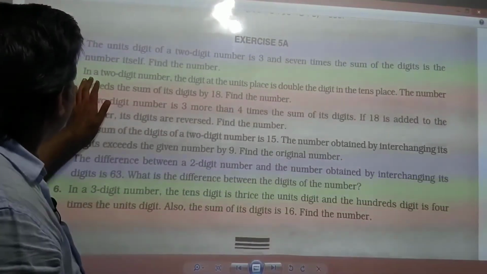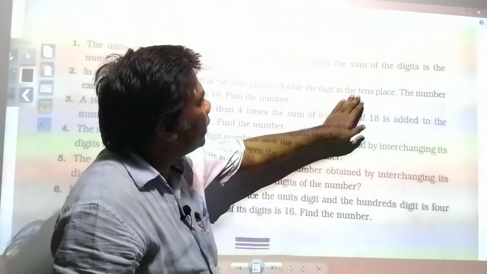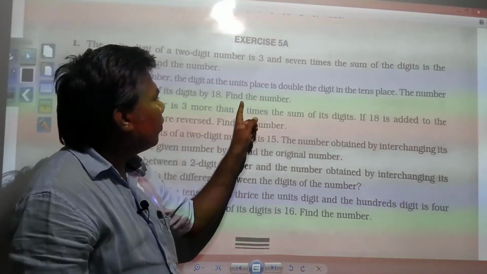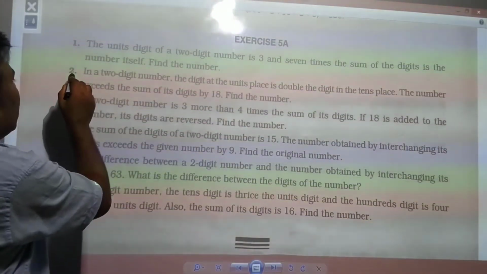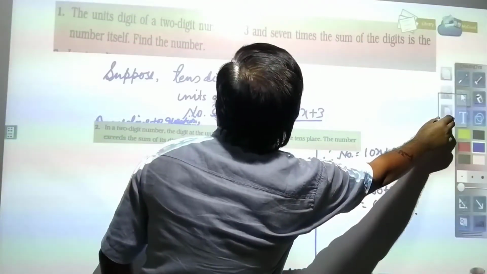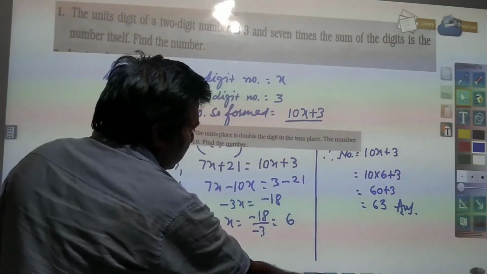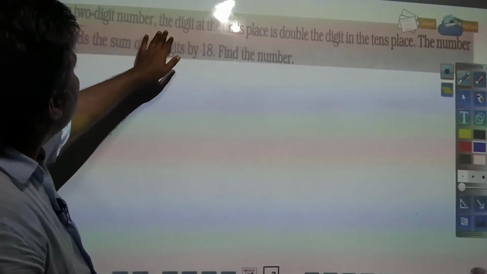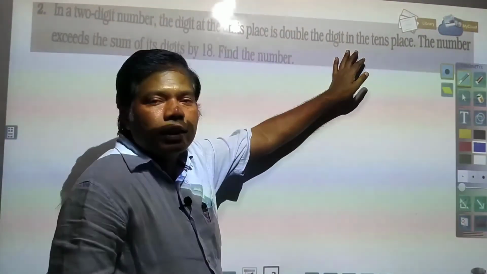You have the second question. In a 2-digit number, the digit at the units place is double the digit in the tens place. The number exceeds the sum of its digits by 18. Find the number. Again you need to understand the question properly, then only you will be able to solve. You see, in a 2-digit number, the digit at the units place is double the digit in the tens place.